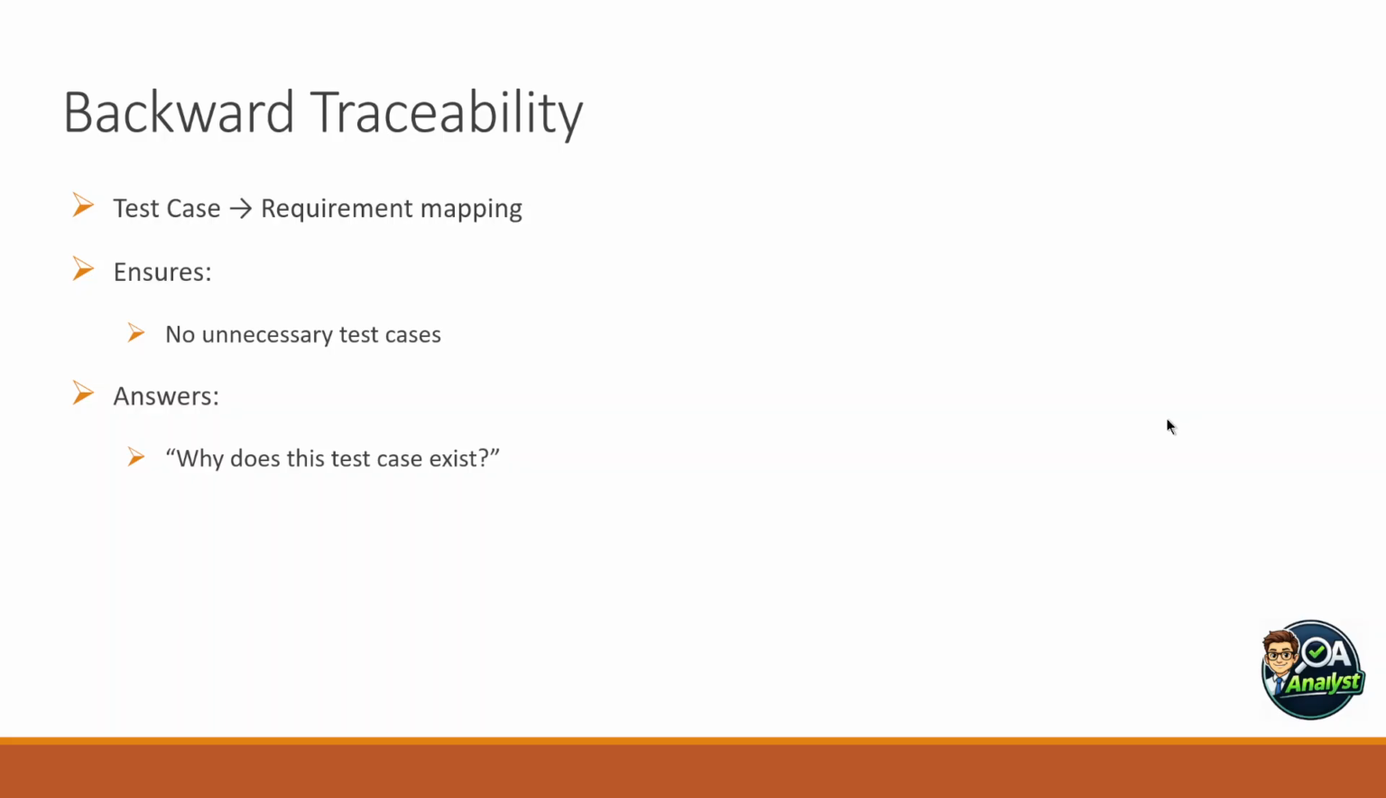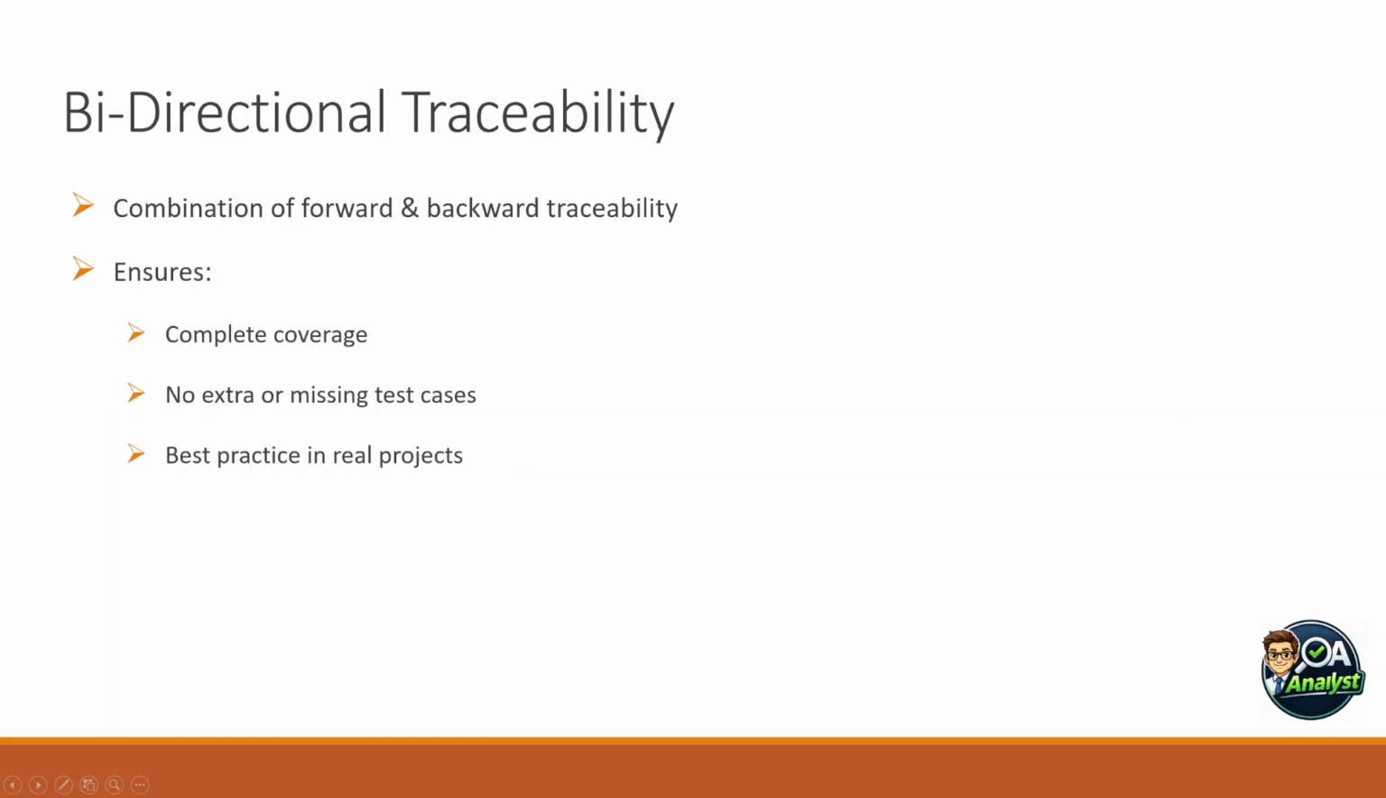And the third type is bi-directional traceability. The bi-directional traceability is the combination of forward traceability and backward traceability. It ensures every requirement has test cases. Every test case is mapped to the requirement. And this is the ideal and recommended approach.